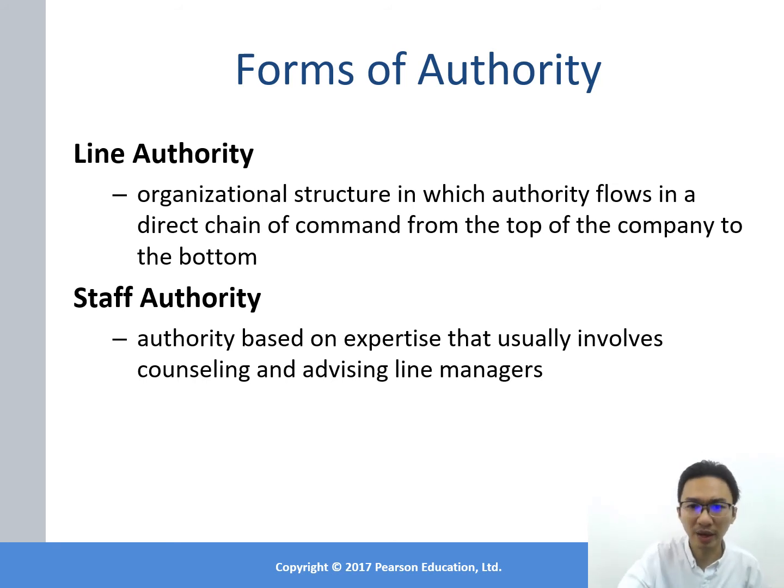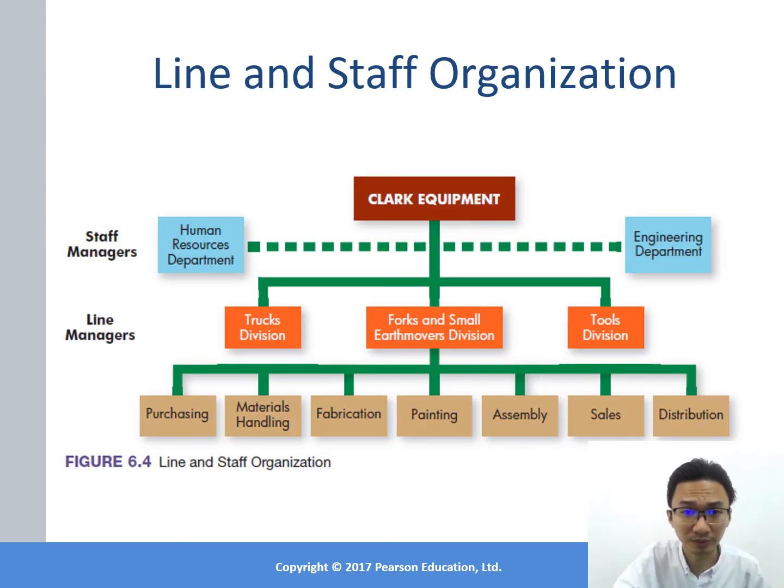Or maybe I should just skip and tell you directly. I'll show you the example here. You see here, this part shows line and staff authority. This one here is the line authority. They are directly involved in decision making and reporting. The dotted one here is what we call the staff authority.